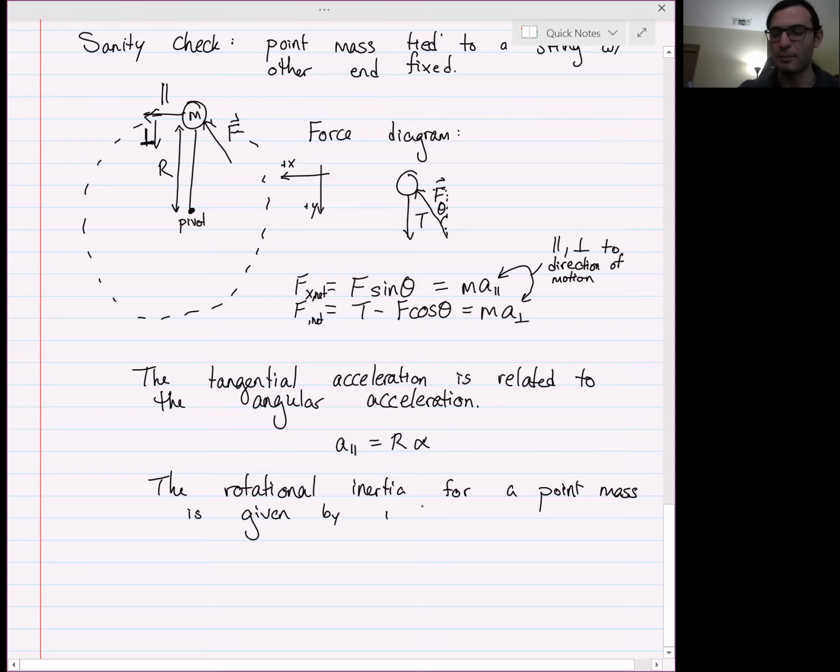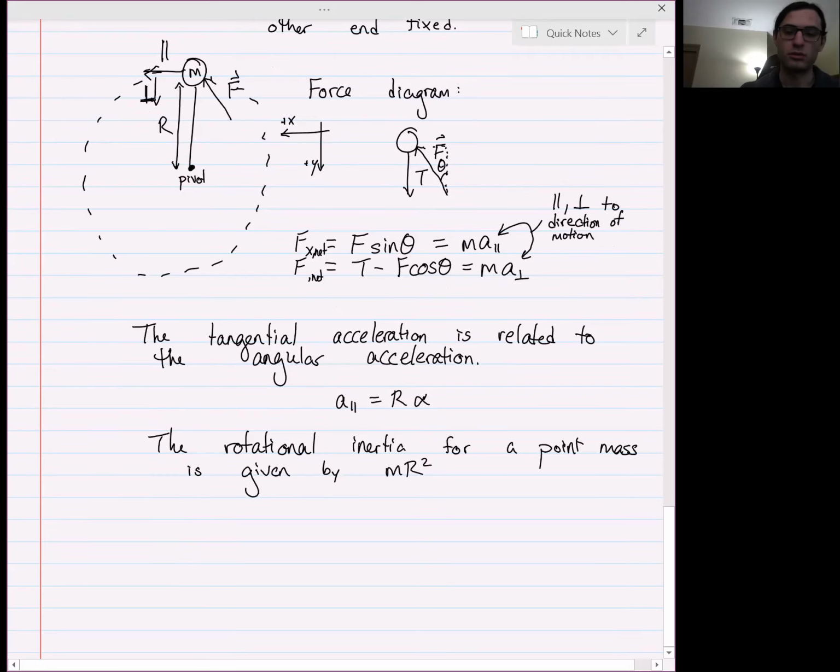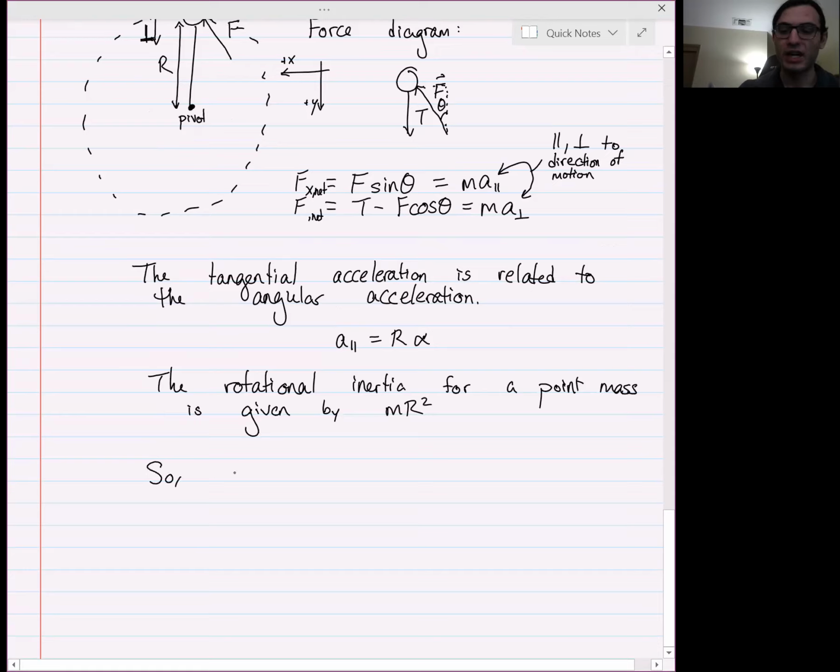So in this case, it's just mr squared. So F sine theta, which is equal to m a parallel. Well, we can substitute in. We can use our moment of inertia to solve for m, and we can use this formula to solve for a parallel. So this is equal to I over r squared times r alpha, right?